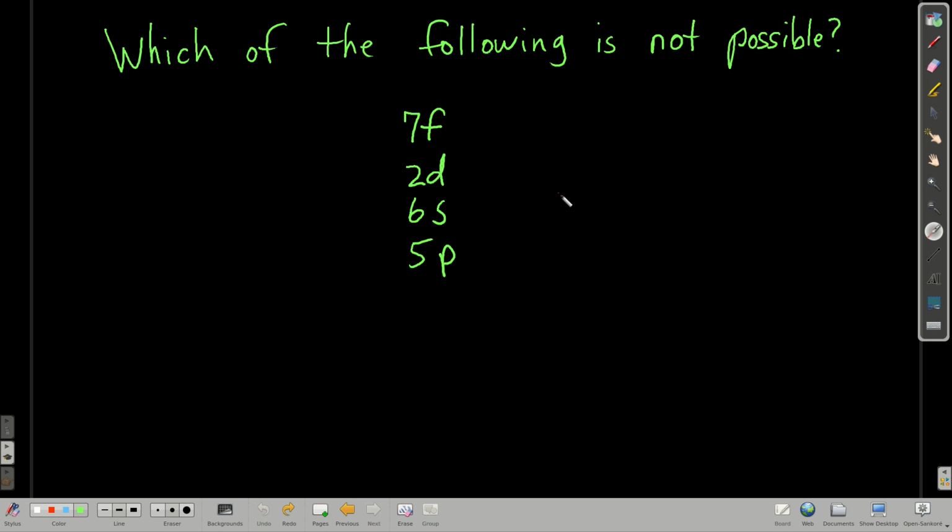So, for example, which of the following do you think is not a possible designation, which is not a correct designation for a subshell? 7f, 2d, 6s, and 6p. Right, 2d. Very good.